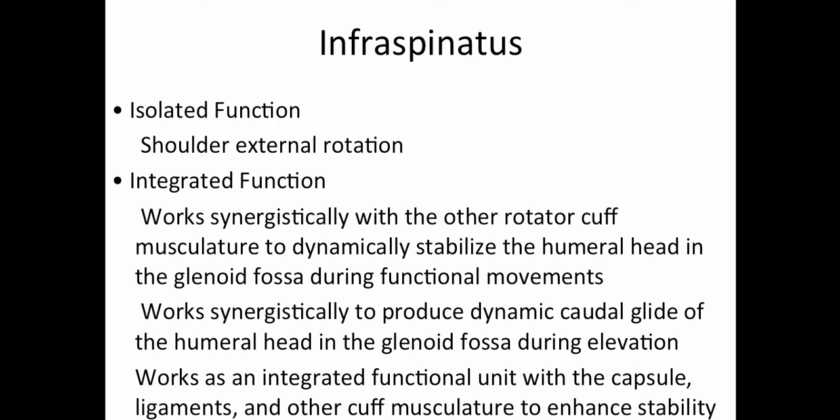The infraspinatus works synergistically to produce dynamic caudal glide of the humeral head in the glenoid fossa during elevation. It works as an integrated functional unit with the capsule, ligaments, and other cuff musculature to enhance stability and proprioception during functional movements.